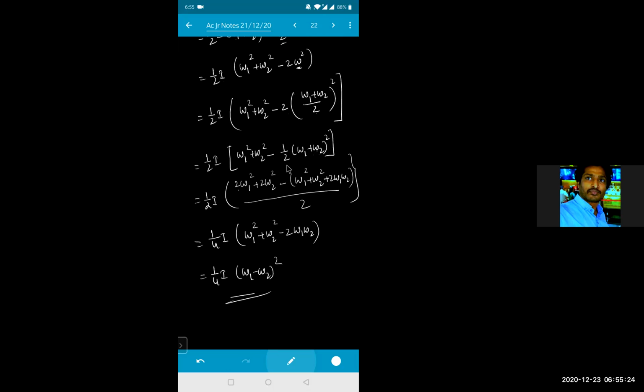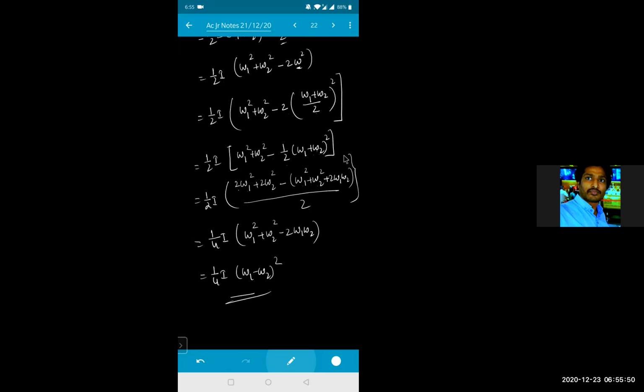Now I can take this 2 common. In order to take 2 common, I can multiply here with this 2. So this will become 2 omega 1 square plus 2 omega 2 square minus this, which is in the form of (a plus b) whole square. So it is a square plus b square plus 2ab: omega 1 square plus omega 2 square plus 2 omega 1 omega 2, divided by 2. Now this 2 coming out will become 1 by 4.